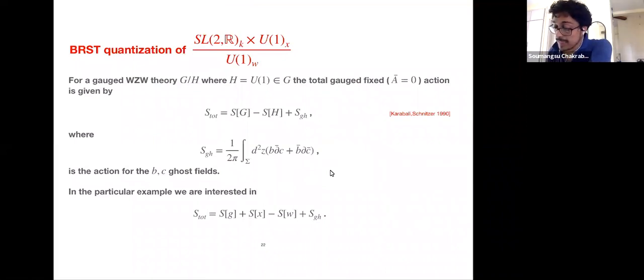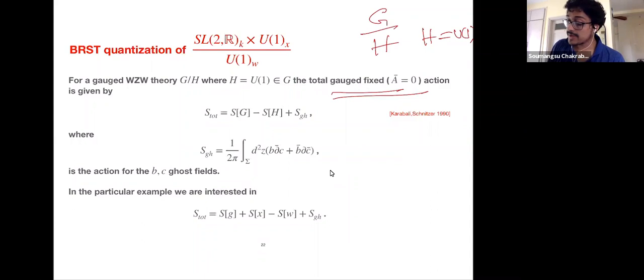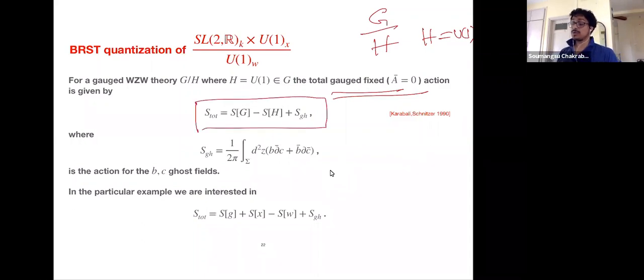So if you have a gauged Wess-Zumino-Witten model G over H, and for the moment, let's assume that H equals U(1). For non-abelian, there are some subtleties which I don't want to talk about. And you gauge fix this way, that A-bar equals 0, that the anti-holomorphic component of the gauge field is 0. That's how you gauge fix it. Then the fun fact is that the total gauge fixed Lagrangian takes this form.